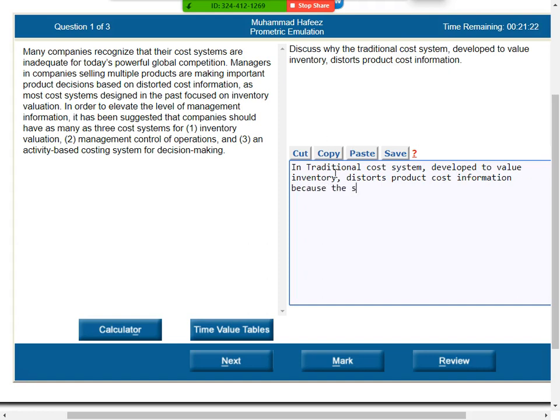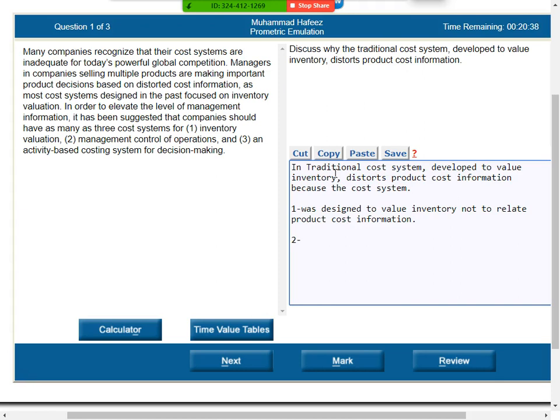Because the cost system, number one, so you can give the answer. Number one, the cost system that we're using, the cost accumulator, was designed to value inventory. The only purpose was to design to value inventory, not to find the product cost for pricing decisions. So this system was designed to value inventory and not to relate product cost information. That's why one reason is that we just wanted to calculate the value of inventory. The idea was not to calculate the product cost information for pricing decision.